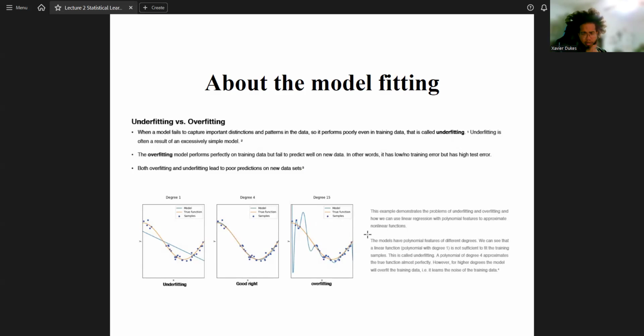Because if data is linear, it is often highly recognizable, and more often than not, we don't need machine learning to solve a linear problem. It would often be too simple. A polynomial of the fourth degree approximates the true function almost perfectly. However, for higher degrees, the model will overfit the training data. It learns the noise of the training data.